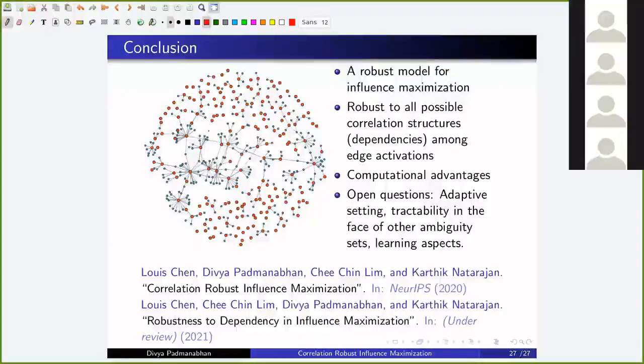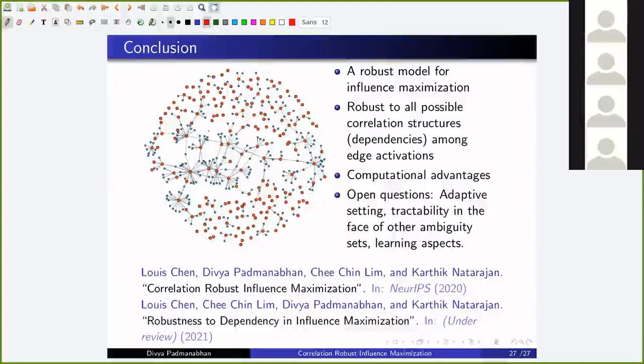So this kind of brings me to the end of this talk. What we have is a model that accounts for all possible dependencies among the edge activations, and we saw that there are some computational advantages, and we did an analysis of the seed sets. Now, some of the open questions here are, an adaptive setting.